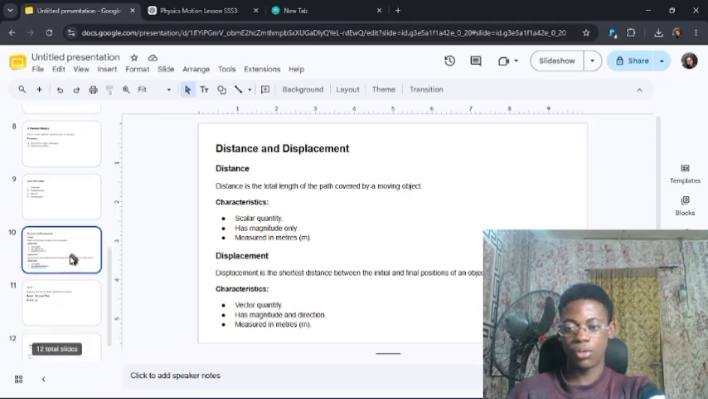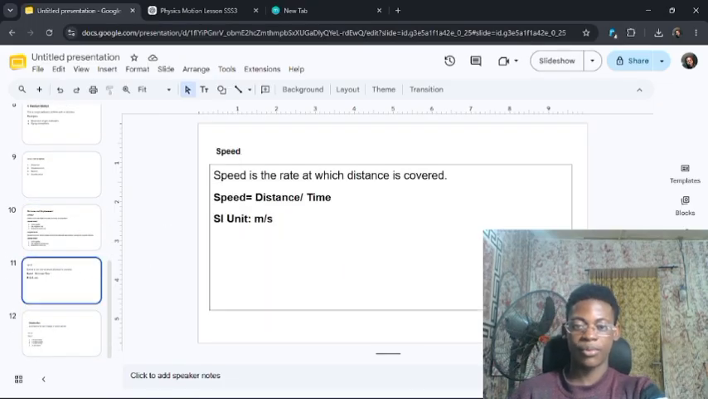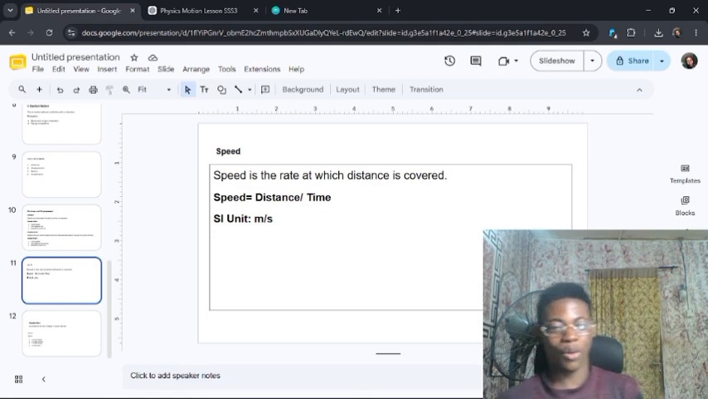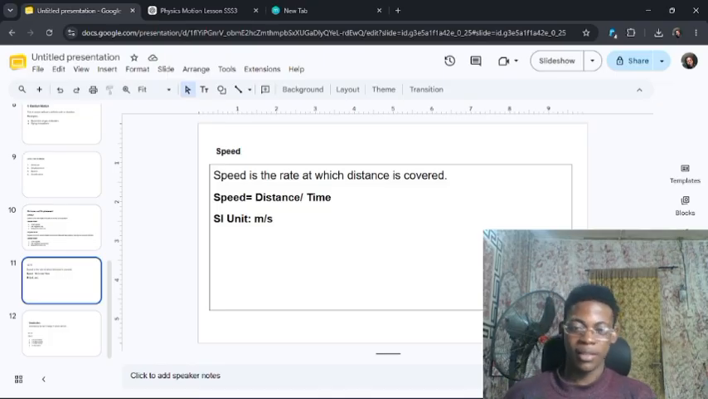Now, let's move to the next one, speed. Speed is the rate at which distance is covered. So as I've used, me going to my school, it is now the speed of me, the rate at which the distance is covered. Hope you get, which is the time at which the distance is covered. So the formula for it is speed equals to what? Distance over time. We all know that. And the SI unit is meter per second.